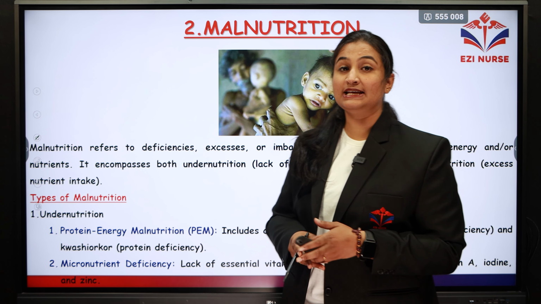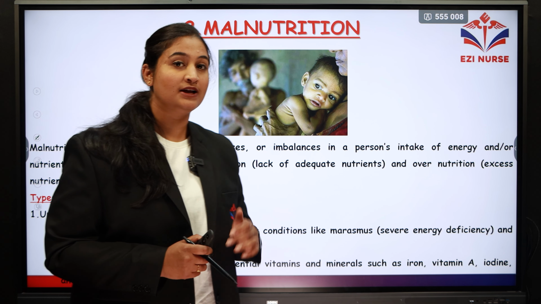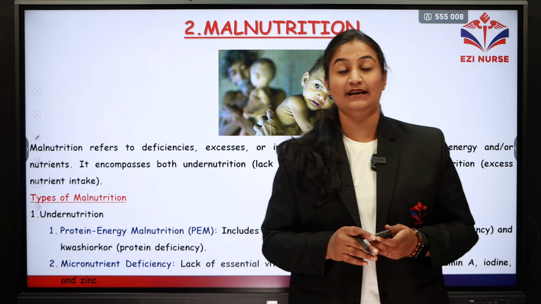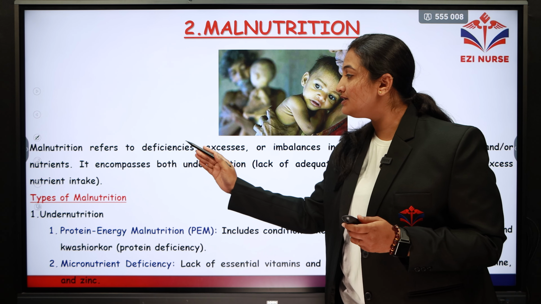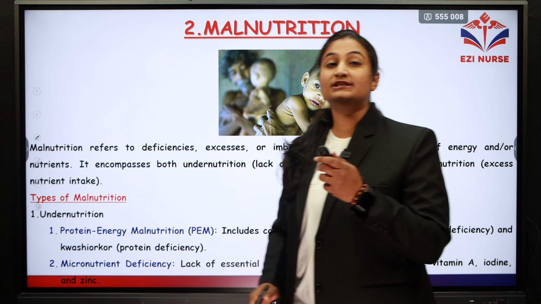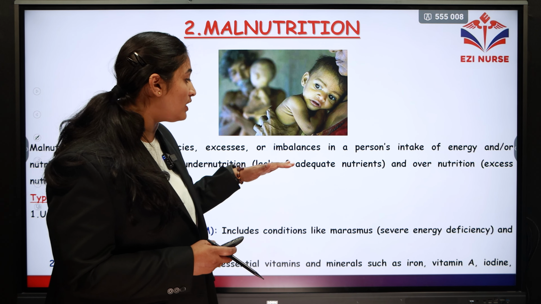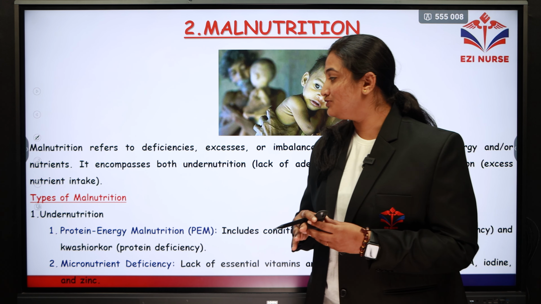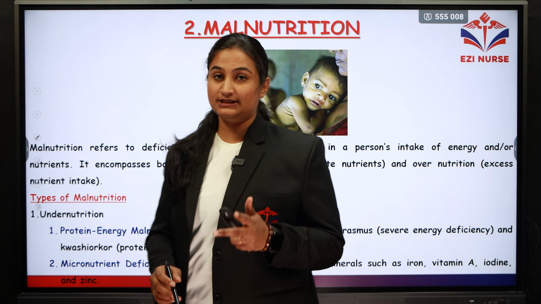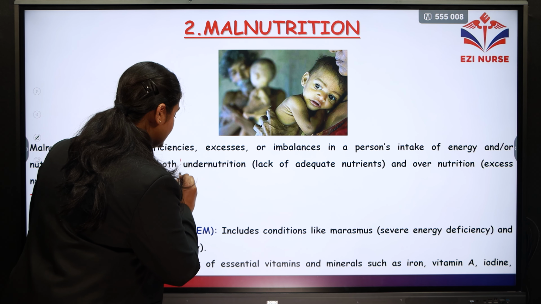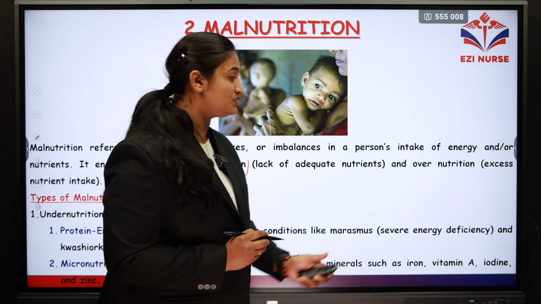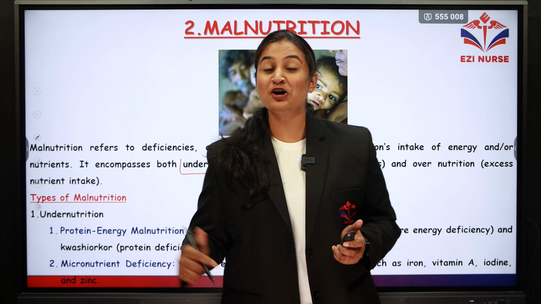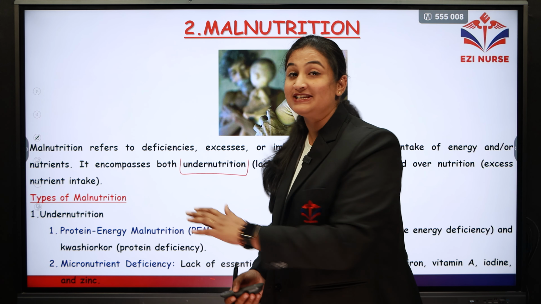Then here you can see the next question. What is malnutrition? Coming to malnutrition, here you can see the picture wherein the baby is very skinny. Malnutrition refers to a deficiency, or sometimes an excess or imbalance, in a person's intake of energy. It encompasses both undernutrition, that is lack of adequate nutrition, and overnutrition. These are the two components that merge and make your one definition mark, that is your definition of malnutrition.